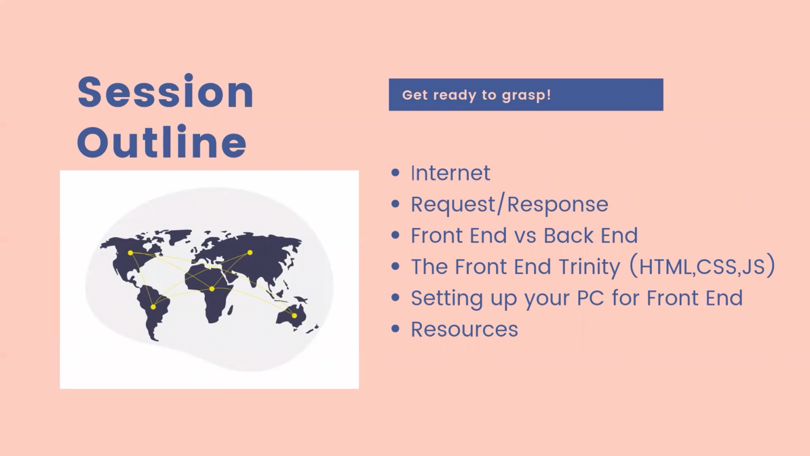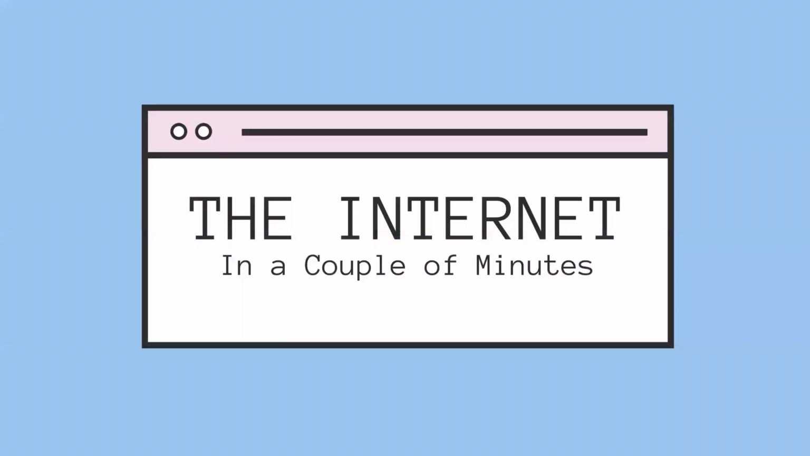Then we'll talk about the front end Trinity. We call it a Trinity. Trinity is a holy word, right? It consists of HTML, CSS, and JavaScript. Then finally, we'll talk about setting up your PC and how to install VS Code. And last but not least, I'll be sending you some cool resources through which you can get started without my help. But you'll still need my help, so just be in contact. Let's talk about the internet in a couple of minutes.